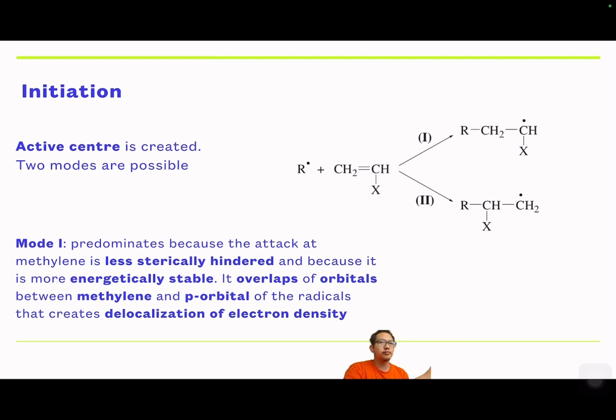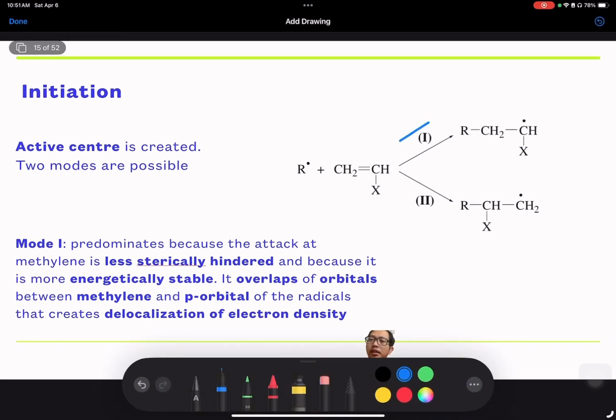Now there are two modes that can happen in initiation for how the active center is formed or created. The first mode is this one, the top one. So the radical will be here, and this will be the X molecule. And in the second mode, X will be in the middle, and the radical still there. So the difference is the position of X, which is going to be determined by what kind of molecule X will be.